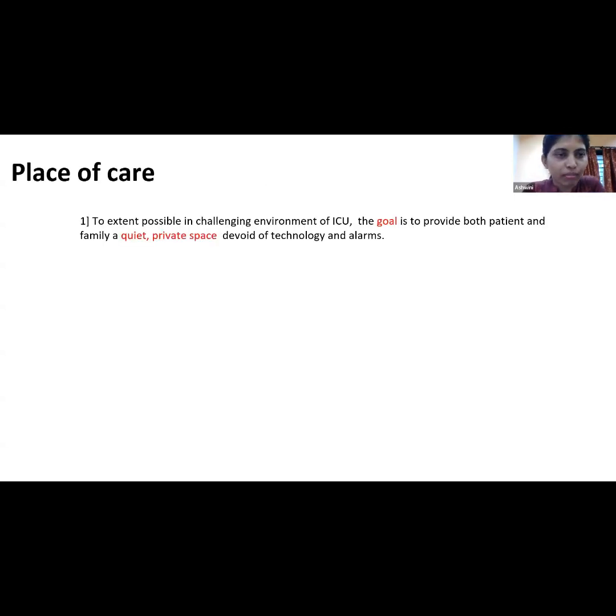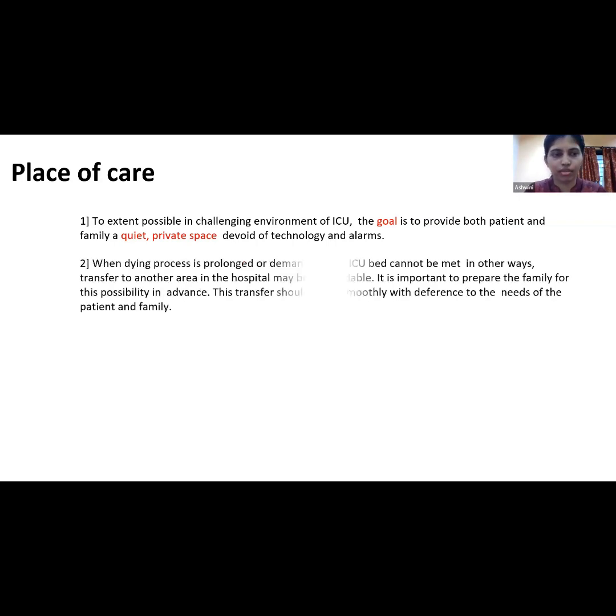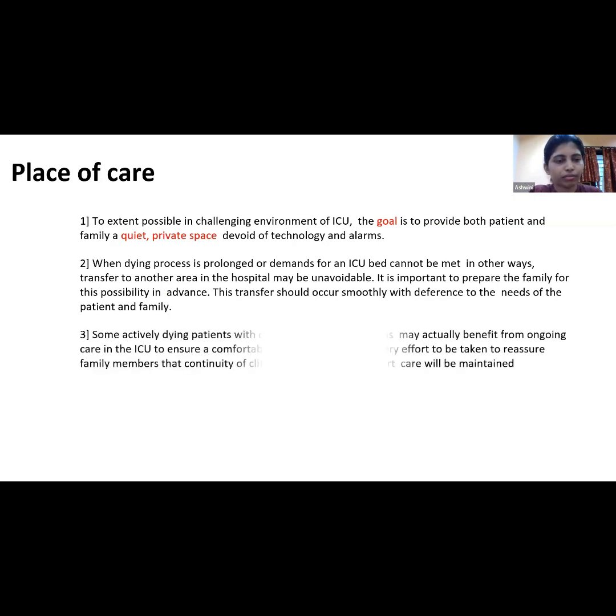To decide on the place of care, to the extent possible in the challenging environment of the ICU, the goal is to provide both patient and family a quiet and private space devoid of technology and alarms. So when the dying process is prolonged or demands for an ICU bed cannot be met in other ways, transfer to another area in the hospital may be unavoidable. So it is important to prepare the family for this possibility in advance. This transfer should occur smoothly with deference to the needs of the patient and family.